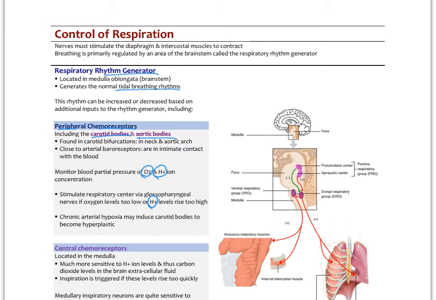Chronic arterial hypoxia, so chronic low oxygen levels, can actually induce those carotid bodies to become hyperplastic, and they start to fire incorrectly. So we'll talk about that with a couple of chronic disease states.